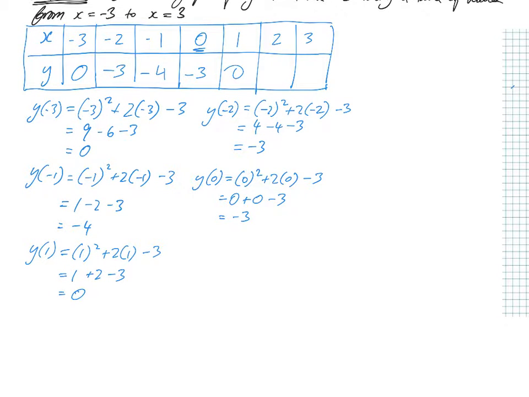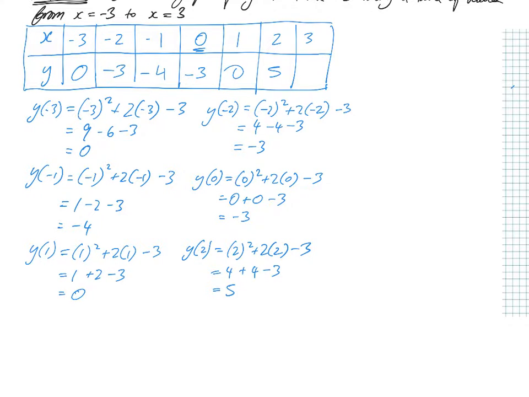What is y when x is equal to 2? 2 squared plus 2 lots of 2, take 3. 2 squared is 4. 2 times 2 is 4, take 3. 4 plus 4 is 8, take 3 is 5.